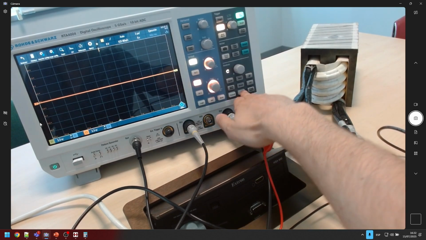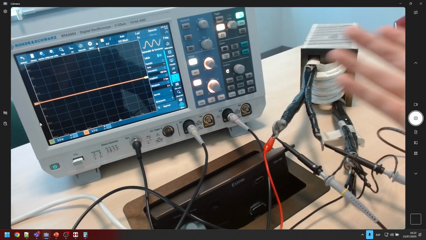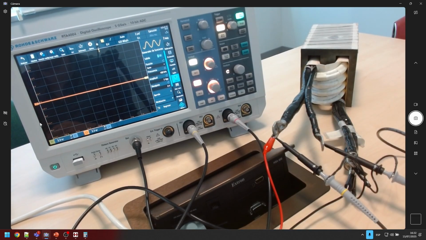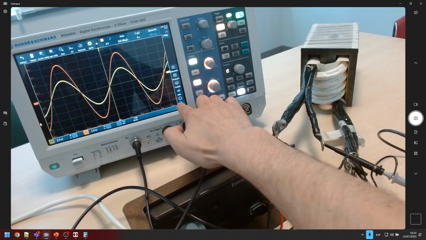So I will activate the generator. I don't really care about the frequency or the amplitude or anything, because the only thing we are interested in is the relationship between the primary and secondary. So anything will do. And this is what we need.